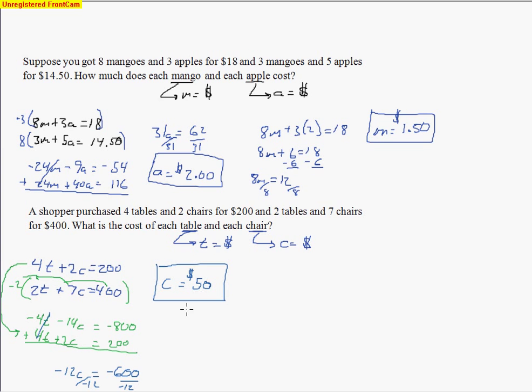Let's find out what the cost of a table is. So I'm going to take that $50 and substitute back in. So 4T plus 2 times 50 equals 200. So 2 times 50 is 100. And I'll subtract that from 200. That leaves me with 4T equals 100. So dividing by 4, it looks like the table's a little cheaper. The table is only $25, where the chair is double that amount at $50.